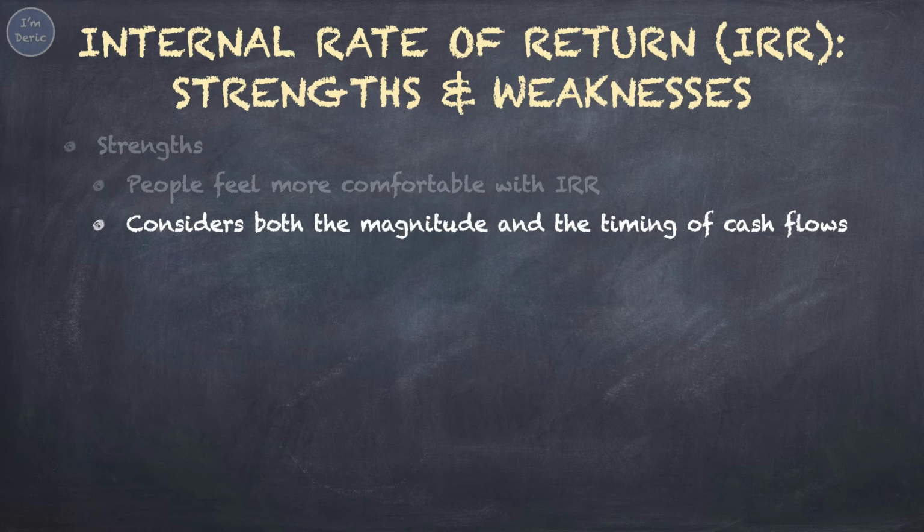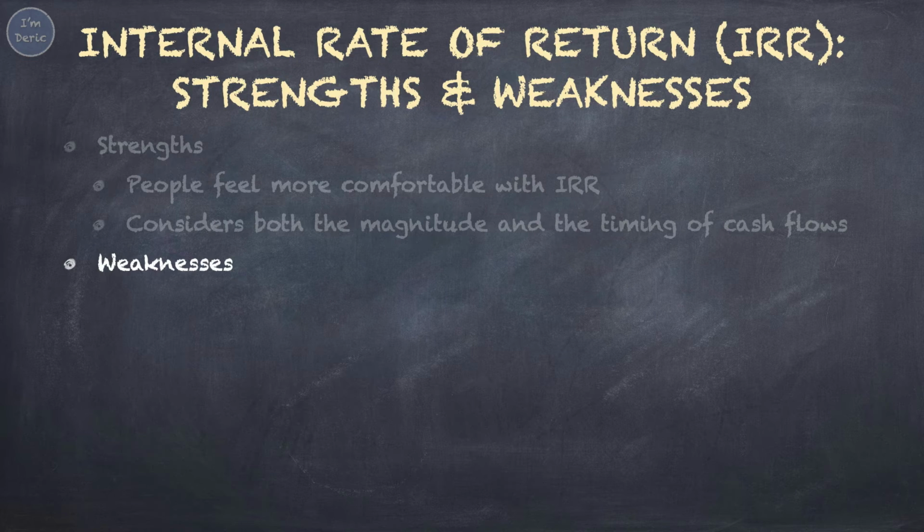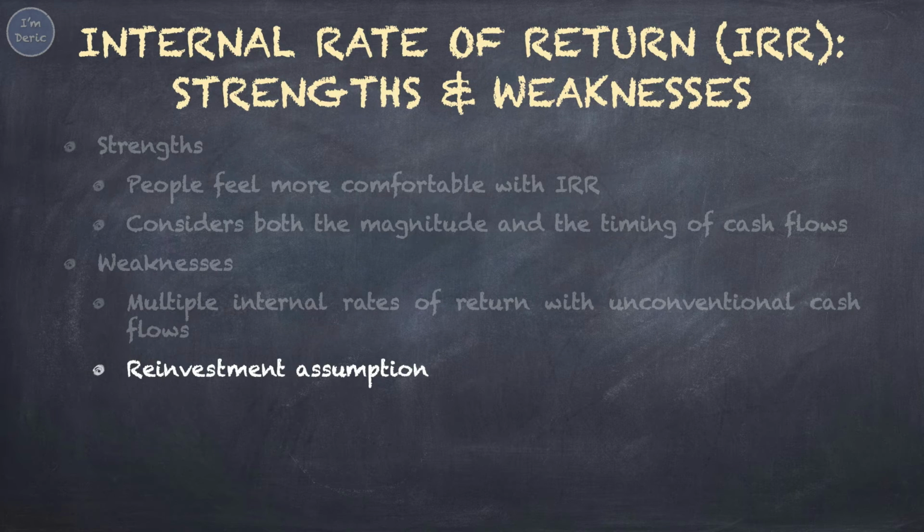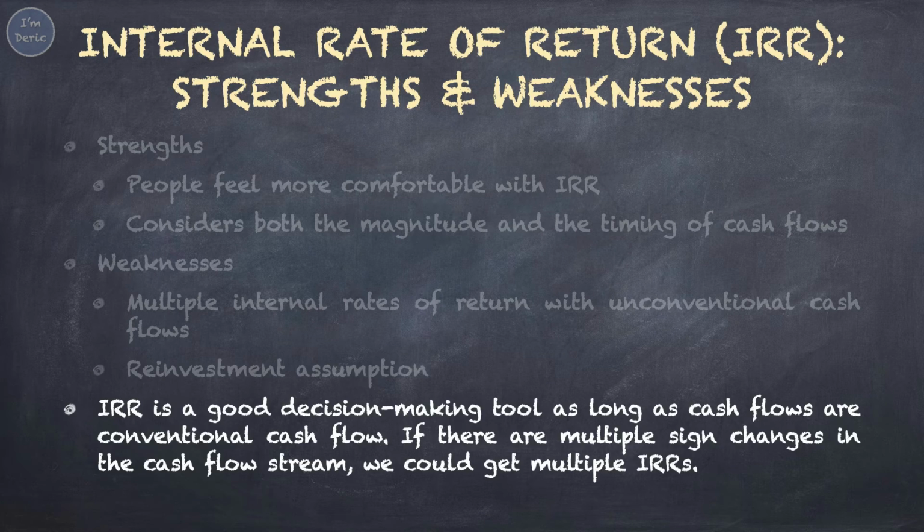Now, let's delve into the weaknesses of IRR. The first issue is that multiple IRRs exist when we deal with unconventional cash flows. Recall the concept of conventional versus unconventional cash flows. This situation occurs when there is more than one negative cash flow apart from CF0. Another challenge relates to the reinvestment assumption, which we will explain in more detail later. In short, IRR is a good decision-making tool as long as cash flows are conventional. If there are multiple sign changes in the cash flow stream, we could get multiple IRRs.